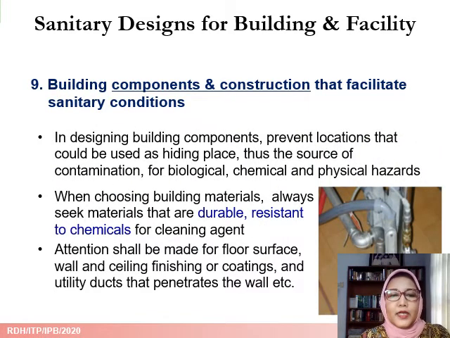Principle number 9 requires that building components and construction facilitate sanitary condition. When designing building components, we have to prevent locations that could be used as hiding places, thus a source of contamination. When choosing building materials, always seek materials that are durable and resistant to chemicals commonly used as cleaning agents. Attention shall be paid to floor surfaces, wall and ceiling finishing or coatings, and utility ducts that penetrate the wall that may become a source of contamination.